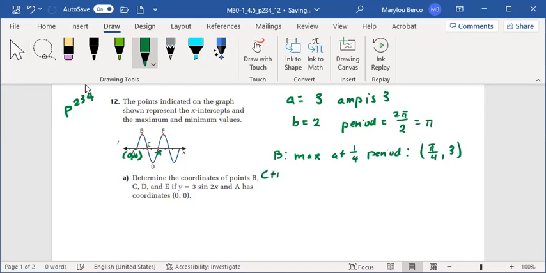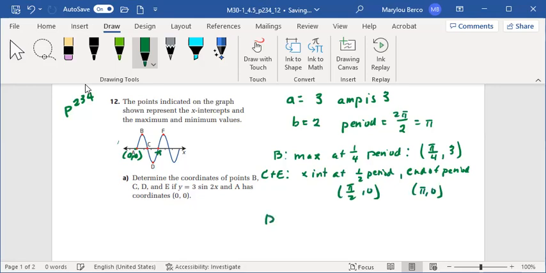Points C and E, they're x-intercepts, and they occur at half the period and end of period. So they will occur at pi over 2 and 0 and pi and 0.